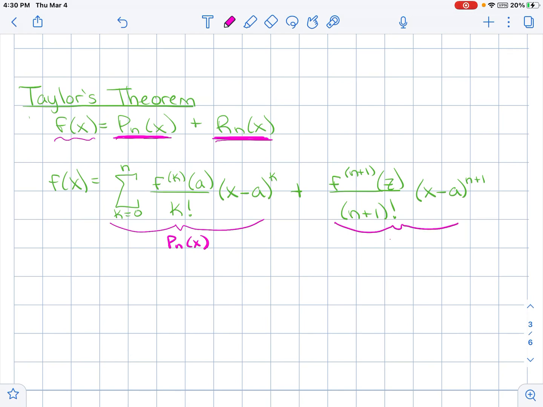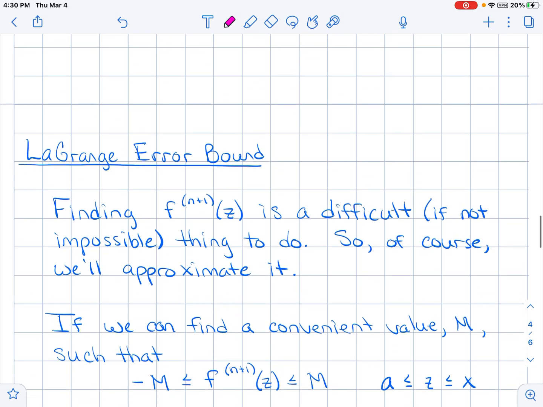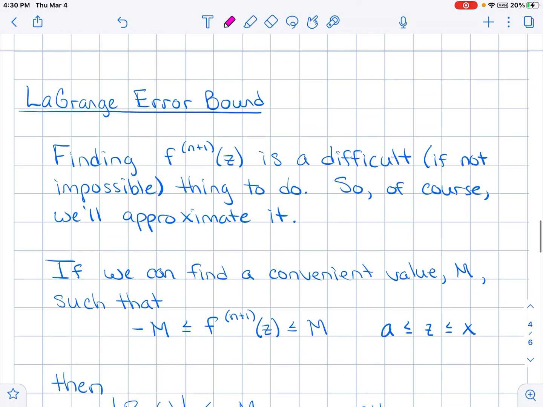And then if we add on this remainder, then we know that that will be the actual value of the function. But we're going to talk about this part. This part is the part that throws a little wrench in the works. So what we're going to do is find an error bound.